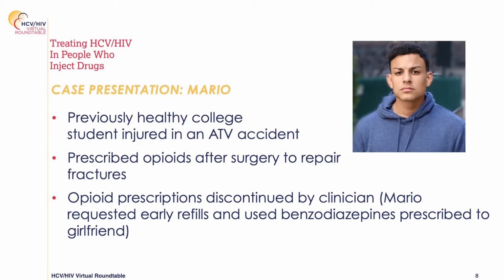Let's begin with a case presentation. Mario is a college student who was injured in an all-terrain vehicle accident. He sustained 3 fractured ribs and an open leg fracture. These were surgically repaired. He was previously healthy, had no chronic health conditions. Mario was prescribed opioids while recovering from his accident and surgery. However, after 6 months, his primary care doctor discontinued the opioid prescriptions when Mario requested early refills. In addition, Mario admitted using benzodiazepines that had been prescribed for his girlfriend.